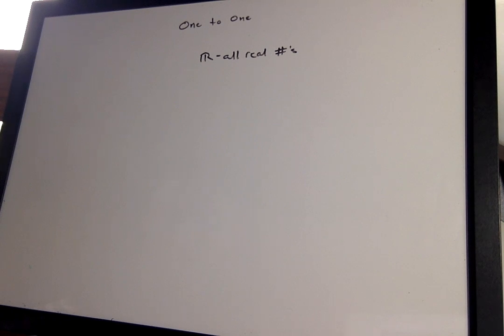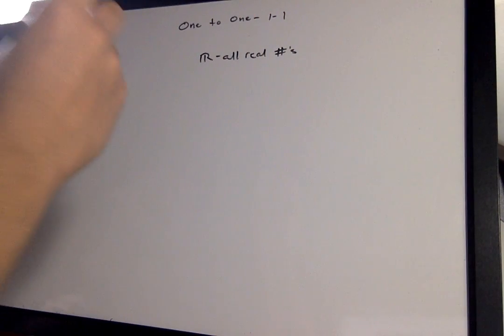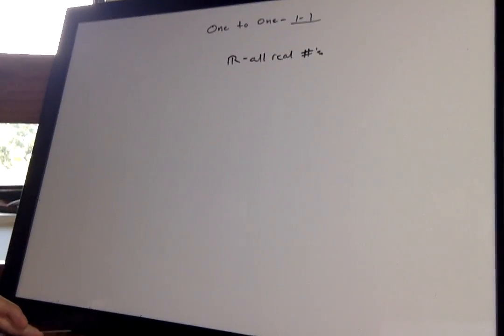So one-to-one. For one-to-one, every element in the range is going to be assigned to only one single element of the domain. And it's often written as one-to-one. So keep that in mind.